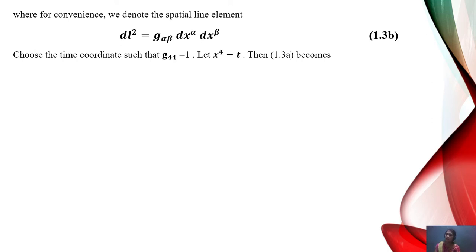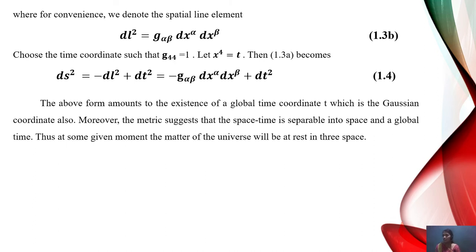Choose coordinates such that g44 equals 1, and let x to the power 4 equal t. Then equation 3 becomes ds squared equals minus dl squared plus dt squared, that is minus g alpha beta dx to the power alpha dx to the power beta plus dt squared. This shows the existence of a global time coordinate t, which is the Gaussian coordinate. The metric is such that space-time is separable into space and global time. At any given moment, matter will be at rest in three-space.